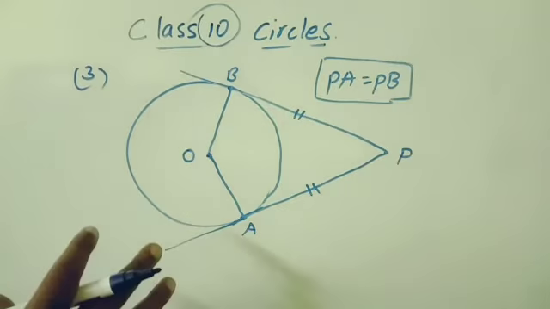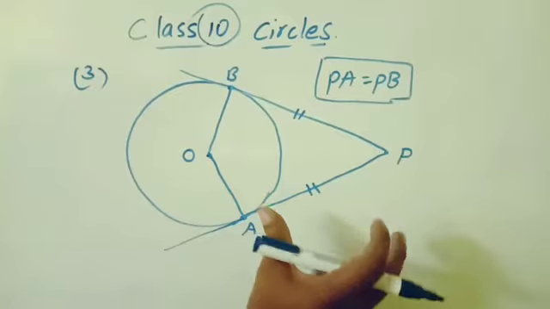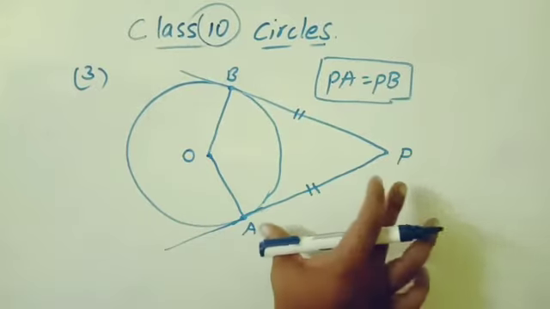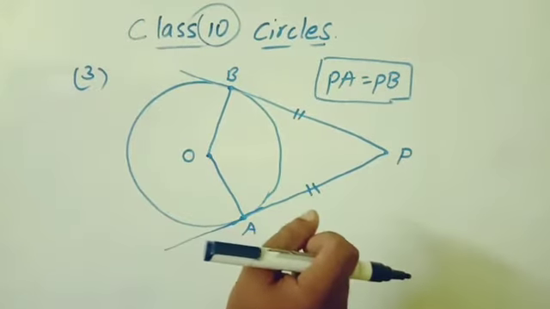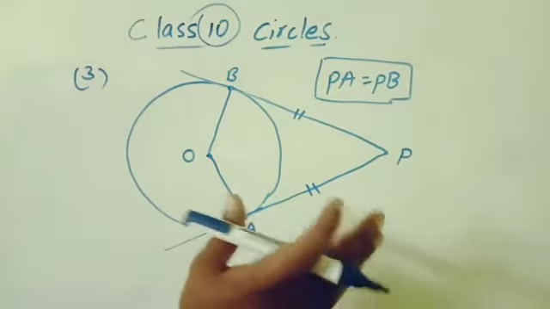To state the property, if I am drawing two tangents from a point outside the circle, the lengths of those two tangents will be equal. The lengths of the tangents are PA and PB. Clear? This is the property. Now let us go into the proof of the property.